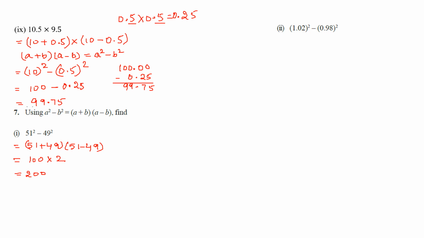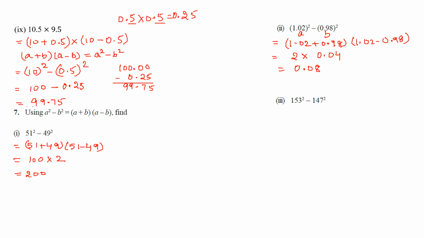Second one, 1.02 whole square minus 0.98 whole square. Here also it is in the form of a square minus b square. Your a is 1.02 and b is 0.98. So a plus b is 1.02 plus 0.98 and 1.02 minus 0.98. Now if you add 1.02 plus 0.98, you are going to get 2.00, which is equal to 2, into 1.02 minus 0.98 will give me 0.04, and 2 into 0.04 is 0.08.